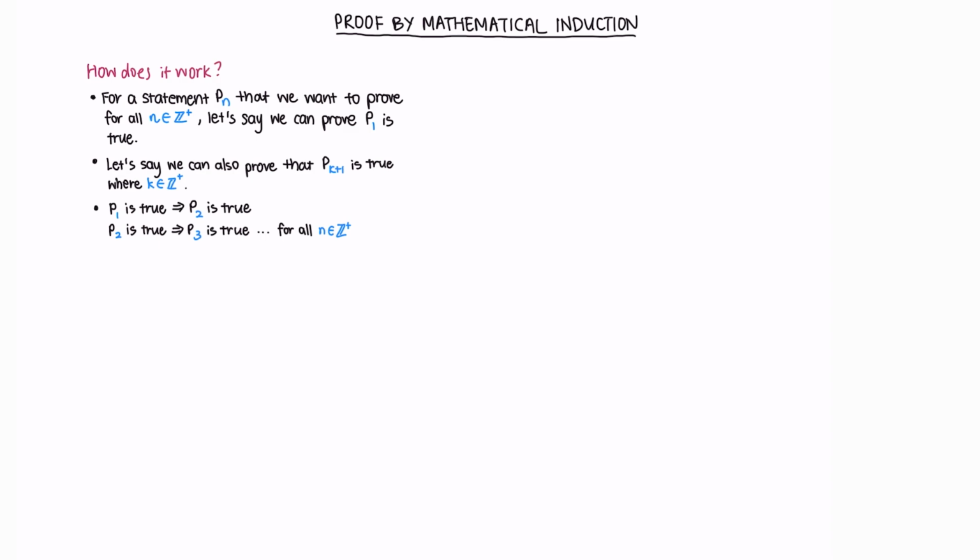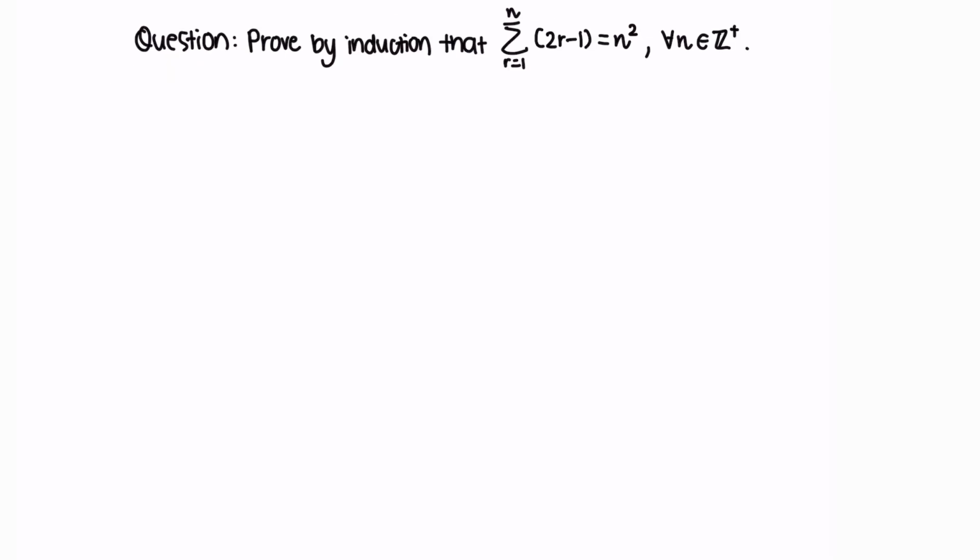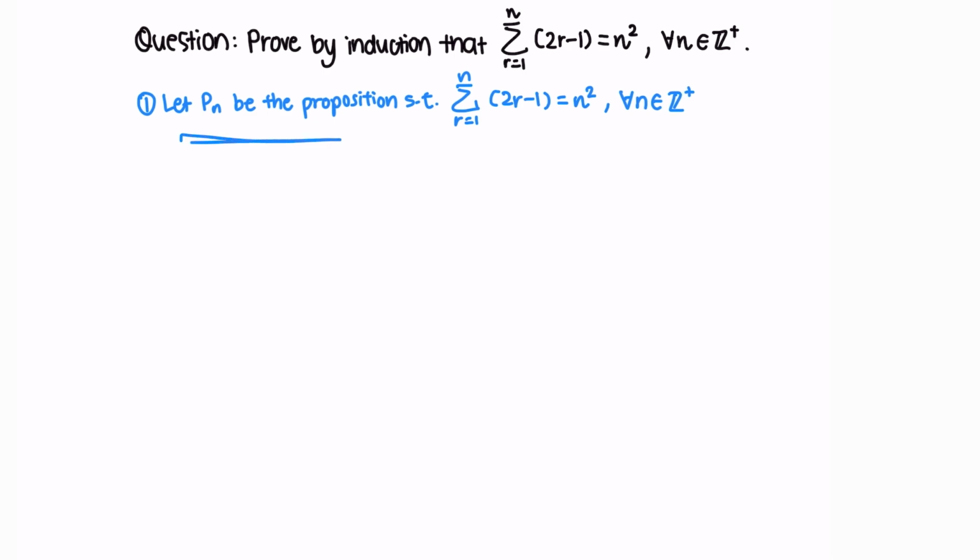So how do we actually put this into practice? Let's do a question. This question is an example of sigma notation used for mathematical induction, which is very commonly asked. My first step will be to let Pn be the proposition, and I'll copy down what I want to prove for all n as a positive integer. By the way, please copy all the English words that I write to the T, because IB gives 1 mark for each of these statements.